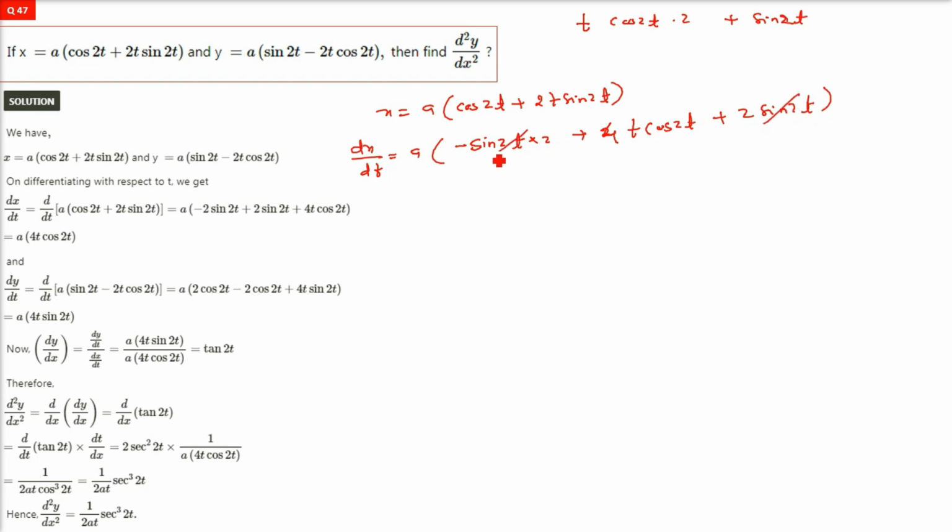These two get cancelled. You have a outside, then we have 4t cos 2t. So we have 4at cos 2t. This is your final dx by dt, because the other terms are going to be eliminated in just a while.